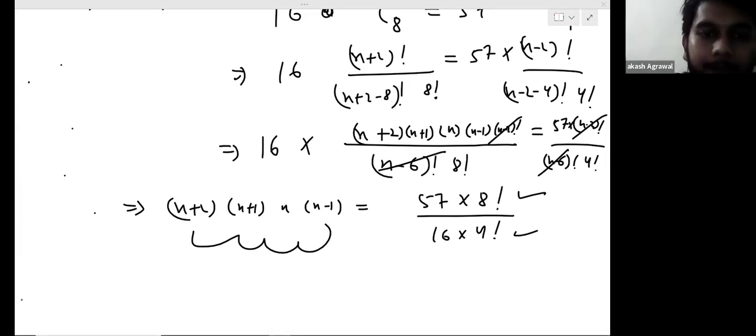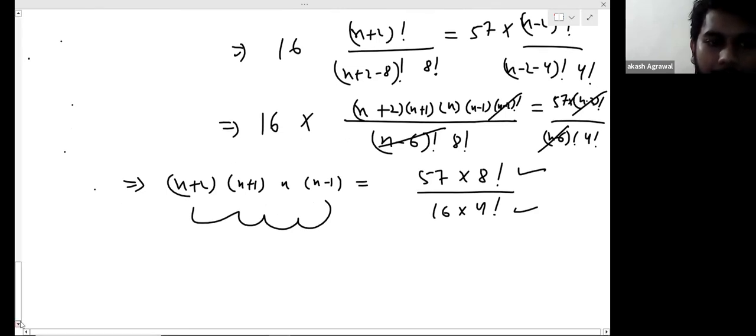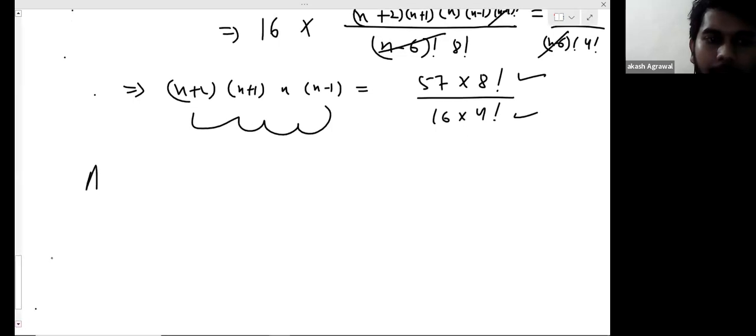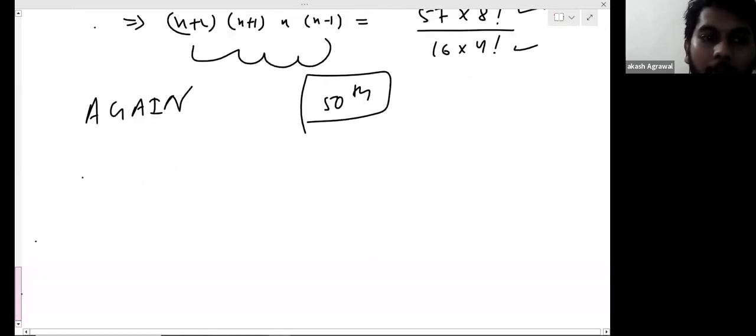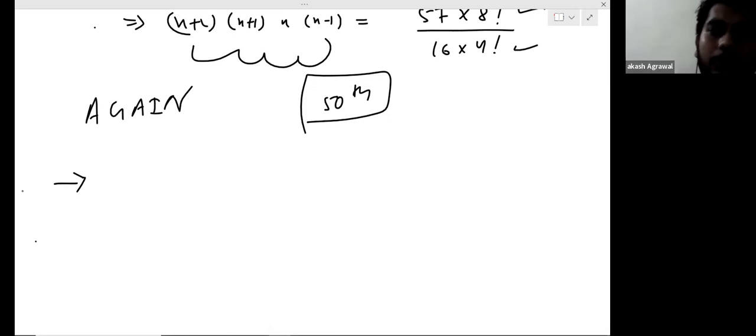Anyone else? Any doubts? Sir, I have a doubt on the first question. Okay, please tell me the question. All the permutations of the letters of the word AGAIN are arranged as in a dictionary, then the 50th word is. 50th. Okay. Who solved this? Anyone who solved this? Yes, sir. Okay. So again, the task is same, right?